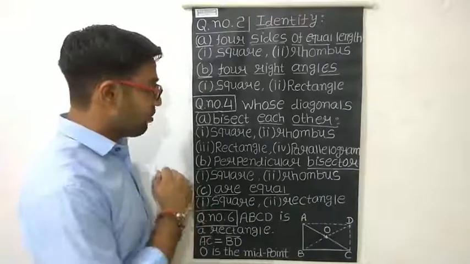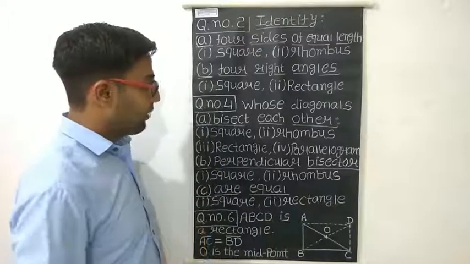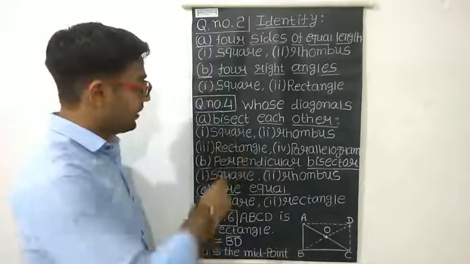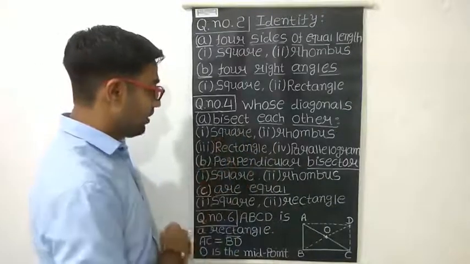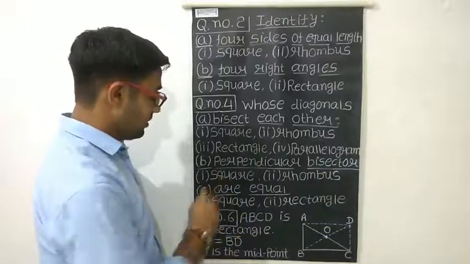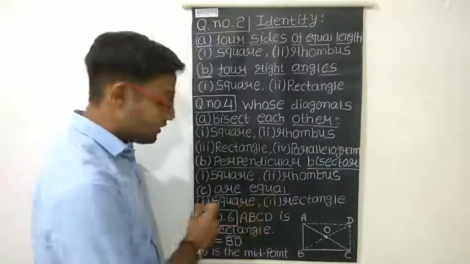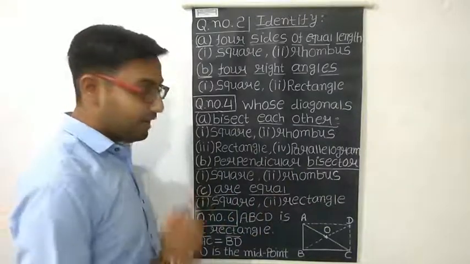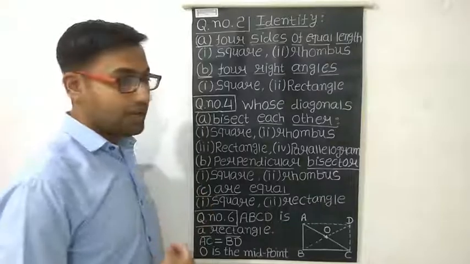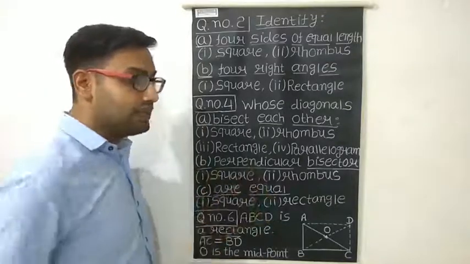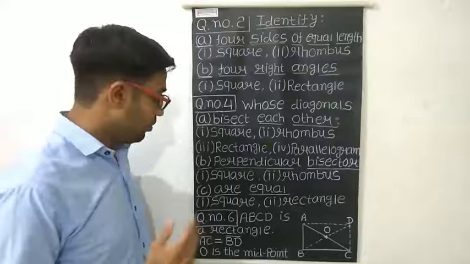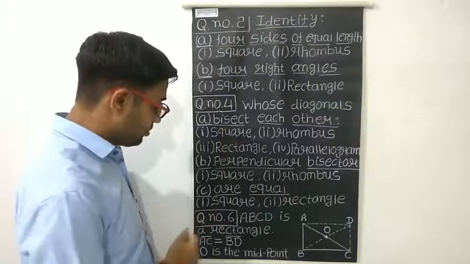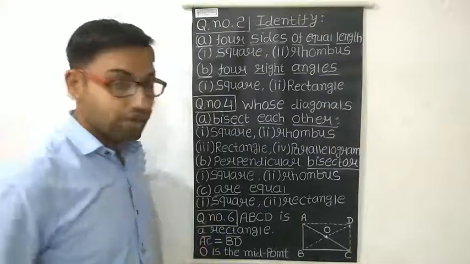So here also you can notice that in all the diagonals properties the square is there. See, bisect each other, square; perpendicular bisector, there is a square; equal, there is a square, right? So square is a quadrilateral which can satisfy all the properties of all the quadrilaterals. Okay, now let us study one most important question, that is question number 6.